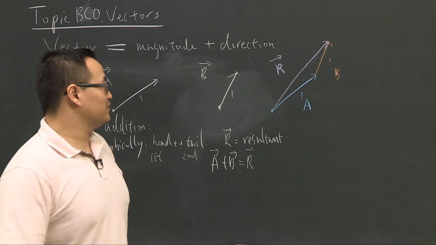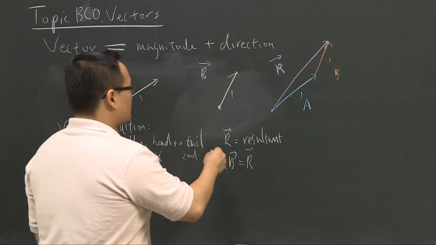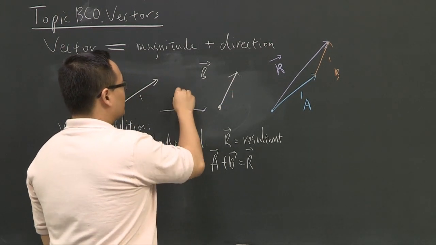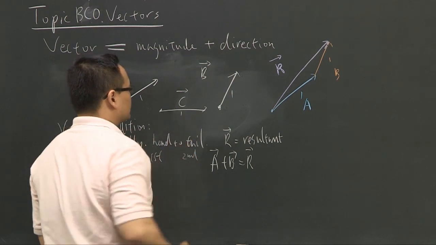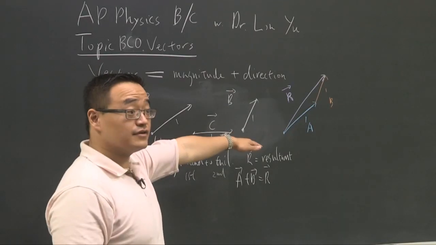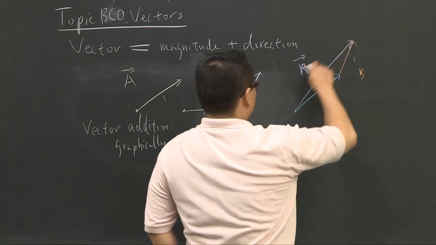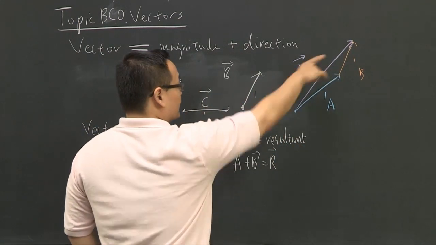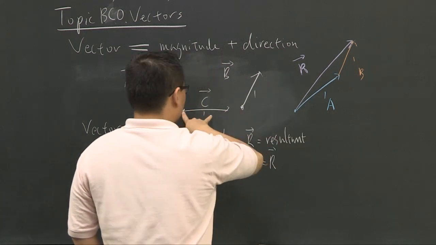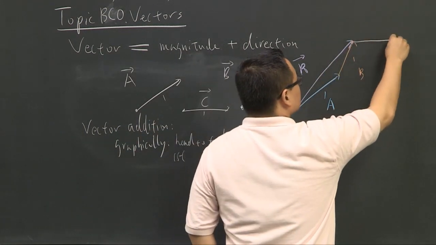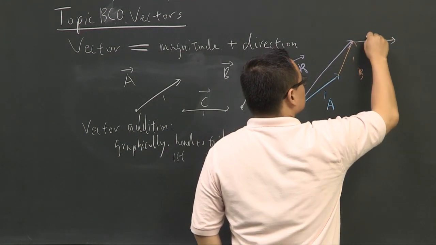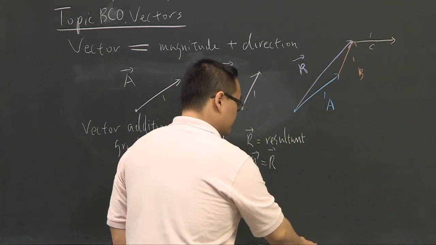If I say, hey guys, after you're done with B, I want you to add another vector C to it. This is basically 1, but just flat to the east. Can you do that? Absolutely. What you're going to do is, again, head to tail: the head of the resulting vector, and add the tail to it. So C will look like this.